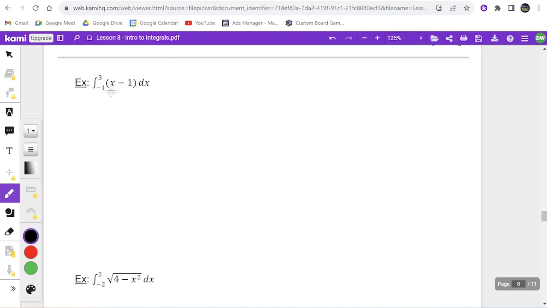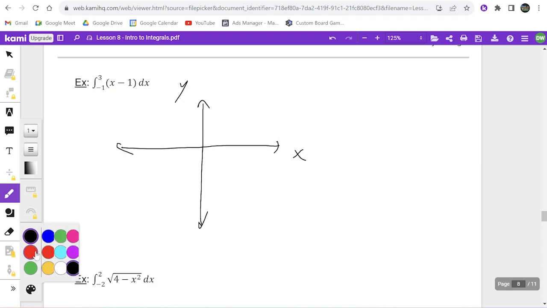Anyways, for this one, integral from -1 to 3 of x minus 1 dx. First thing I'm going to do is graph this thing. And I know x minus 1 is just going to be a linear line with a y-intercept at -1 and a slope of 1. This doesn't have to be perfect, but I better get my tick marks right, which in other words, here's -1, here's +1, here's +2, here's +3.